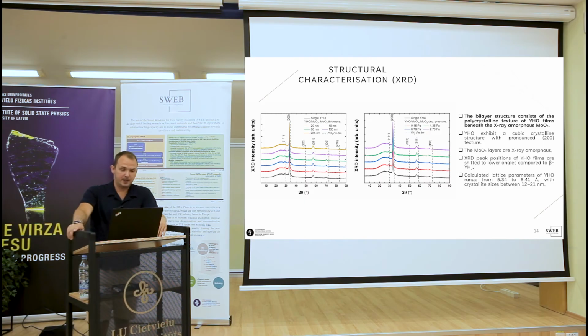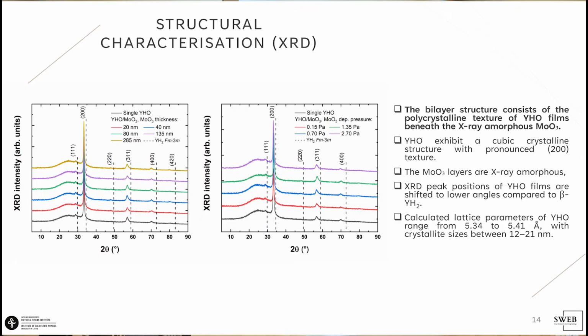This is X-ray diffraction diagrams that we can use to study crystalline materials. You see almost all of them are quite the same. This is because in our case molybdenum trioxide was amorphous, and in XRD you don't see anything from amorphous materials.